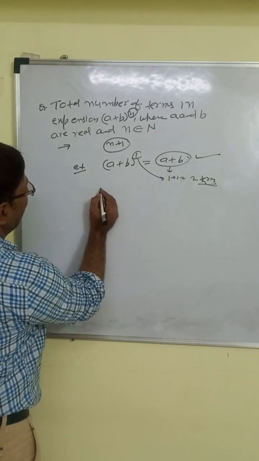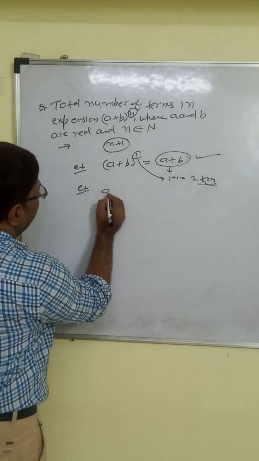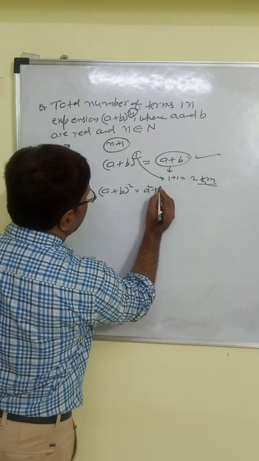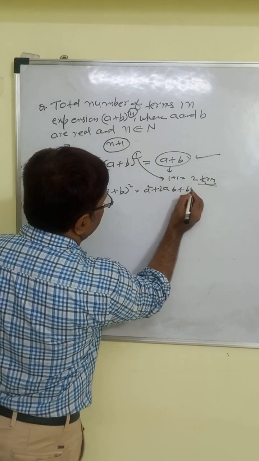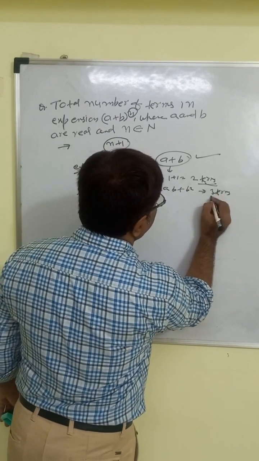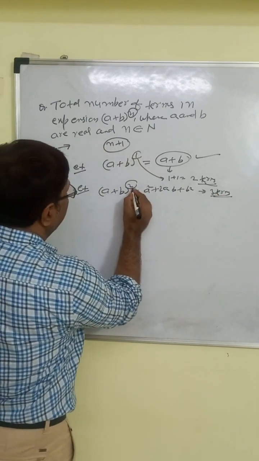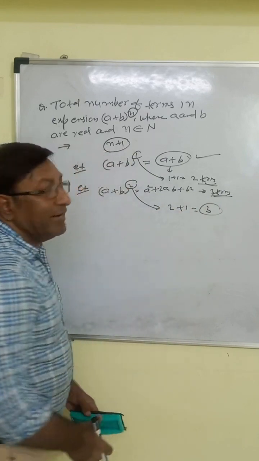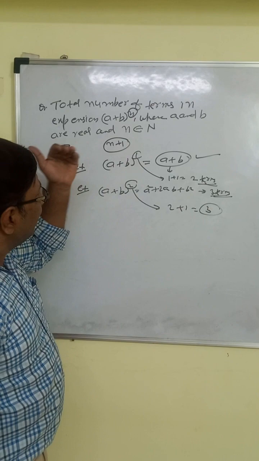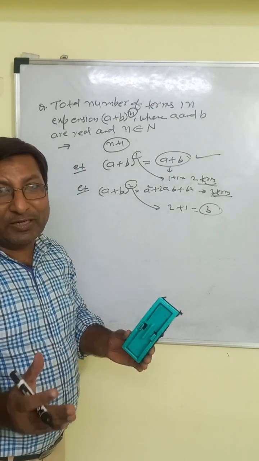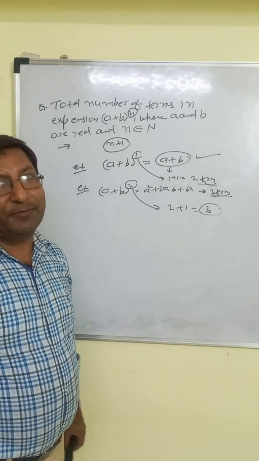In the same way you see another example, (a plus b) whole square. You know the formula: a square plus 2ab plus b square. So how many terms? Here you know this is 3 terms. And here the power is 2. So we are getting 2 plus 1, that is 3. So for any question like this, the total number of terms will be n plus 1, where n is the power.